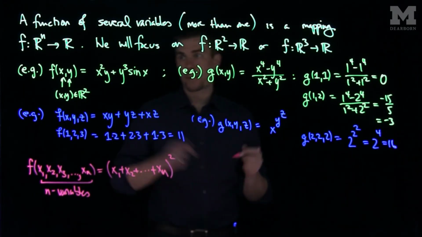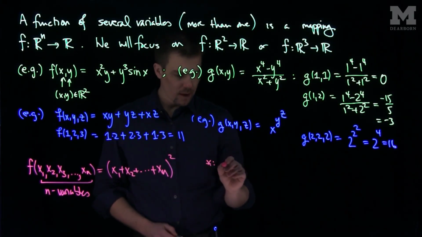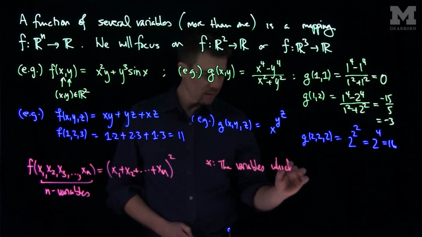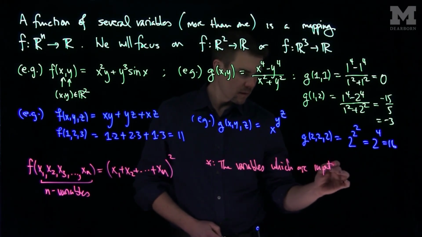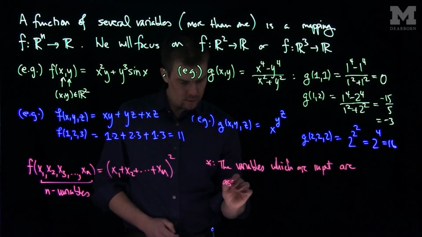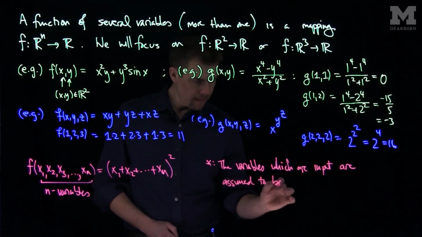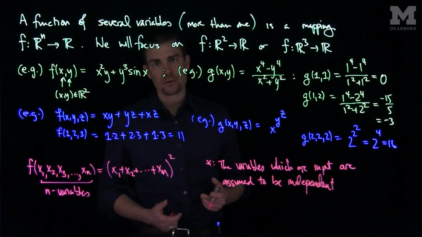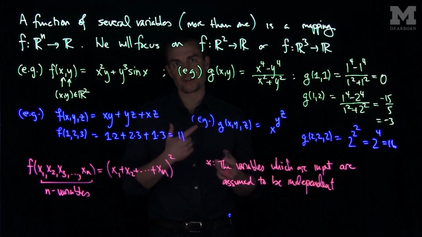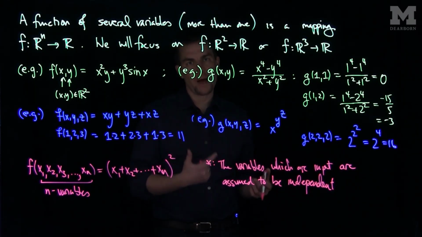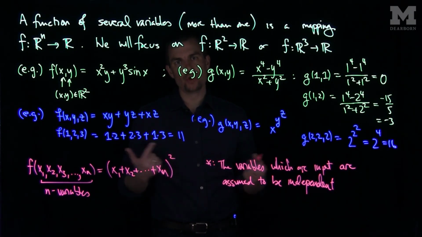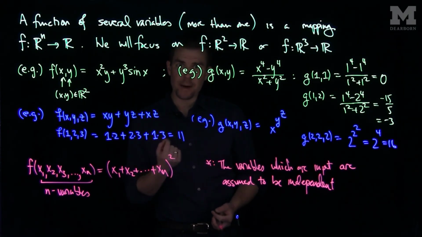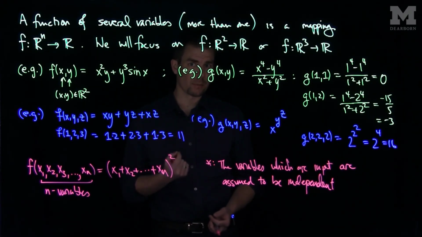Now, it's an important thing to remark about these things that the variables which are input are assumed to be independent. And we'll see this issue of independence comes up later when we begin to discuss the chain rule and figuring out if the independent variables x and y, or x, y, and z, depend themselves on another set of independent variables, u and v, then x and y will become dependent variables. So tracking which variables are independent and dependent will play an essential role when we're studying functions of several variables. Thank you very much.